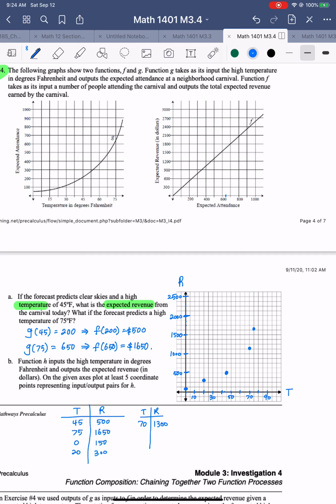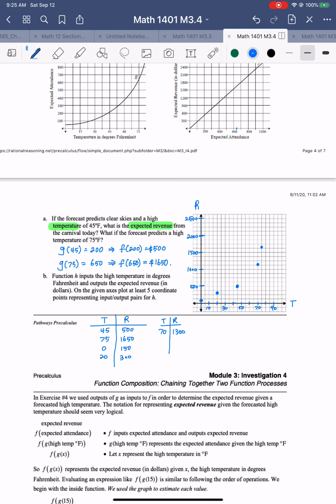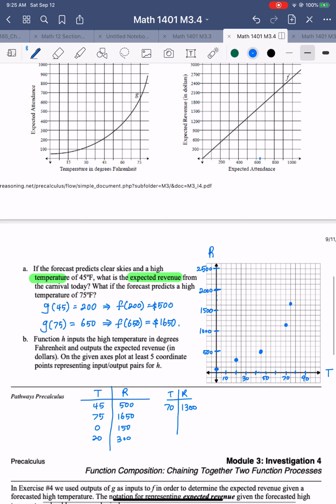Okay, all right, so we finished the graph, right? So we are using the temperature to find out how many people are attending the carnival, and then using the number of attendants to find out the expected revenue too.